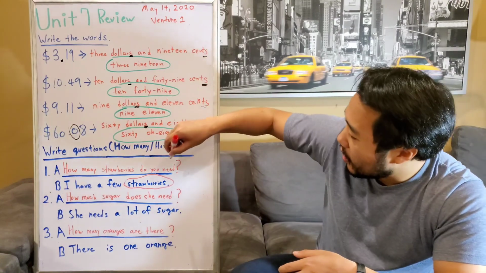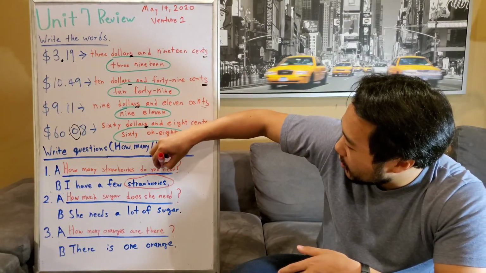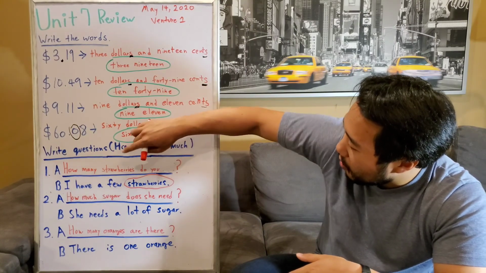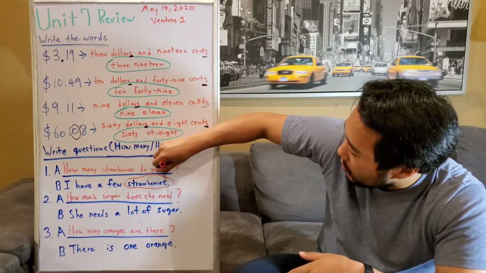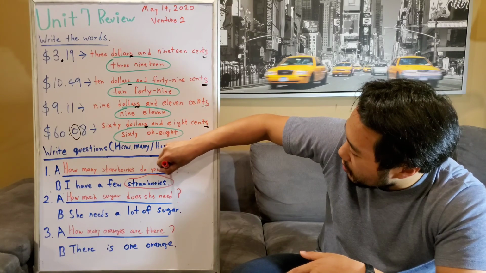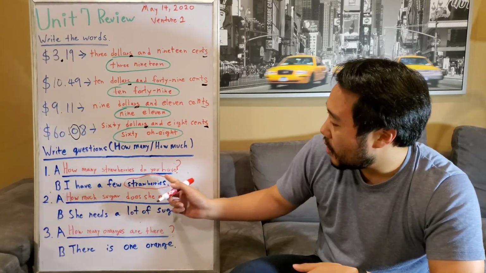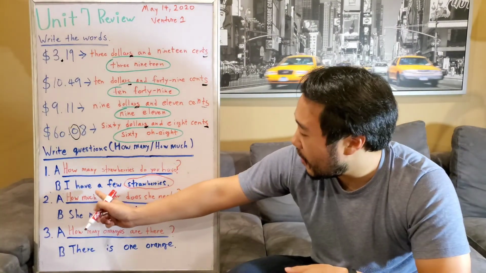Oh, sorry. Sorry about that. This has to be, how many strawberries do you have? That was my mistake. Please change it to have. Have. So, have. I have a few strawberries.